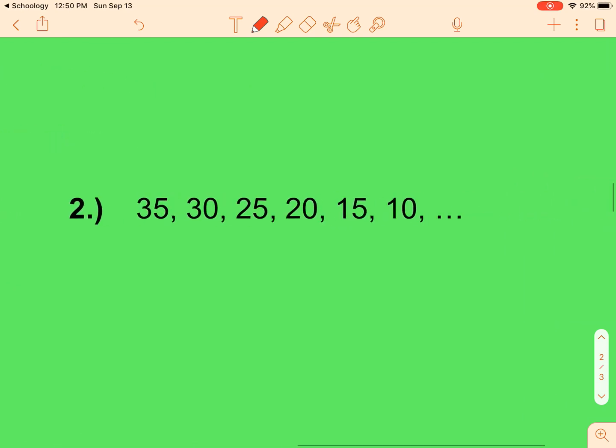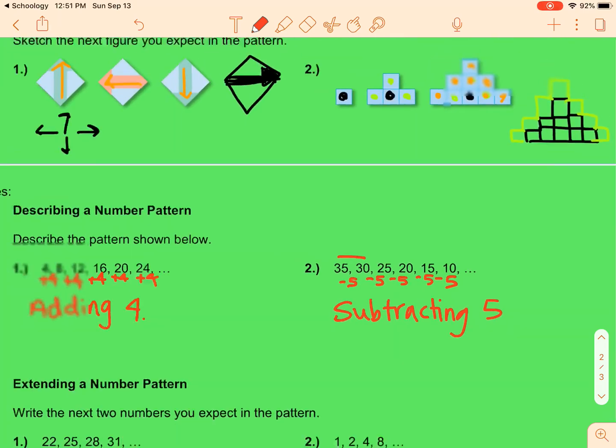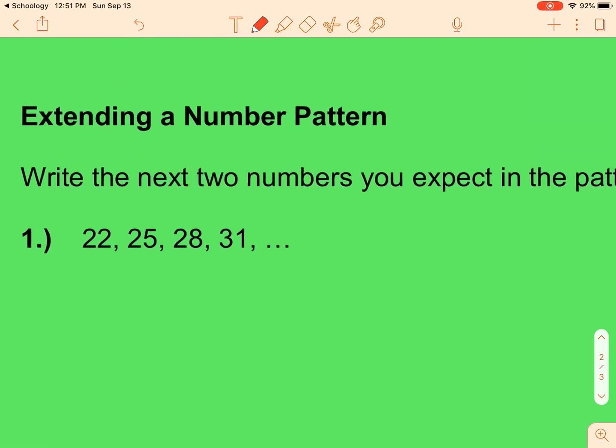Alright, let's go to the second one. Now what do I notice in this pattern going from 35 to 30 to 25 to 20 to 15 to 10? Well, from 35 to 30, we're subtracting 5. And then if you notice, we're subtracting 5 each time. So our pattern is subtracting 5. Alright, now we're going to extend the pattern.